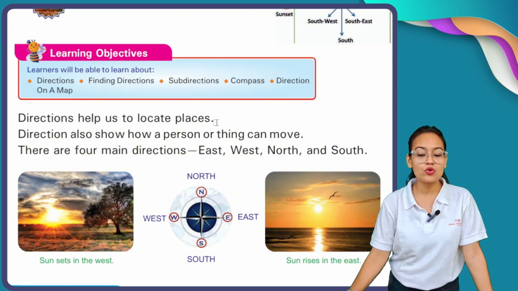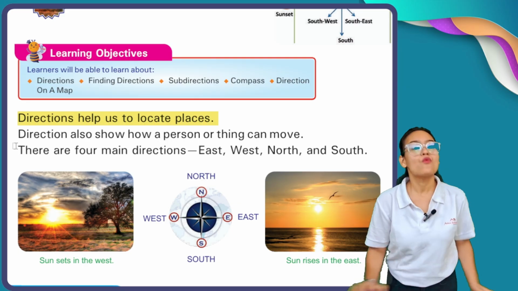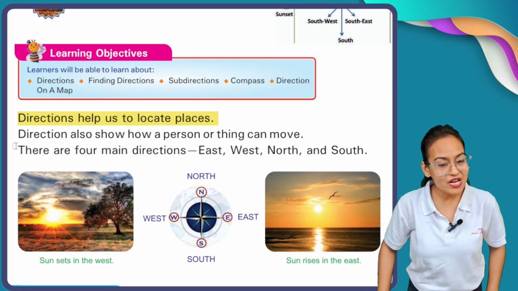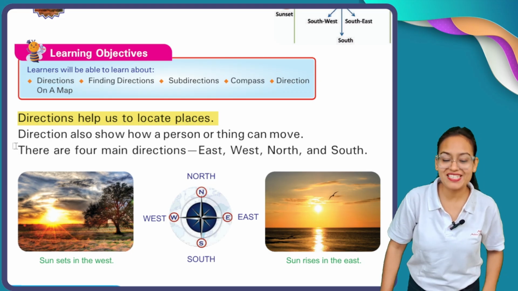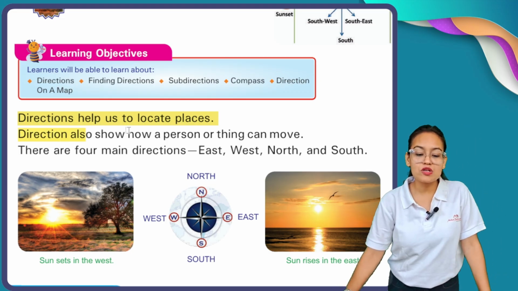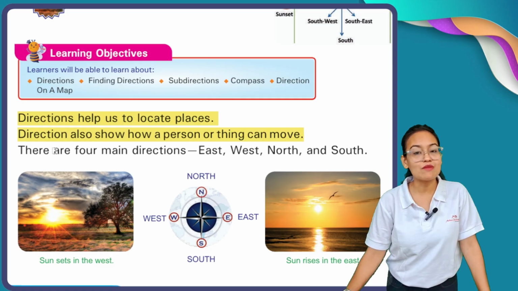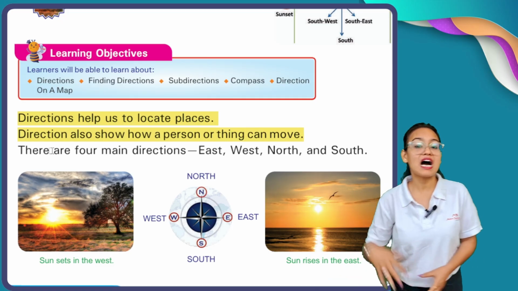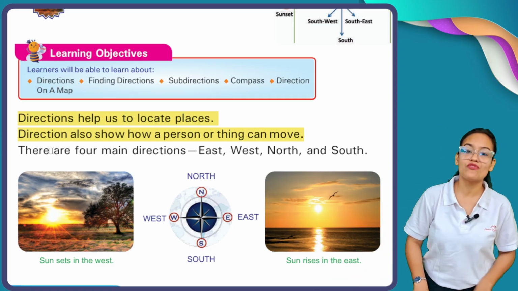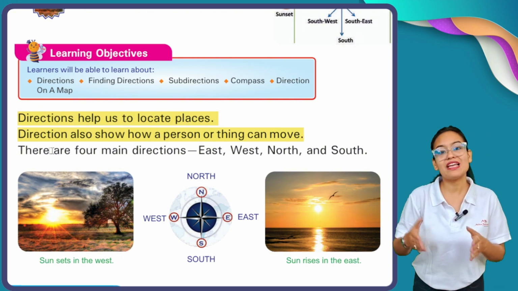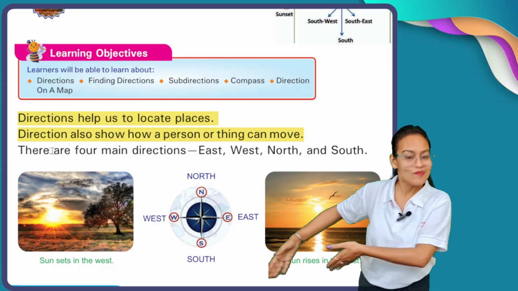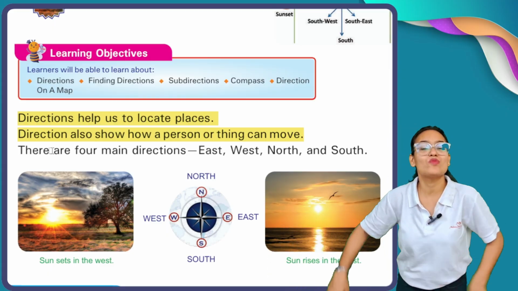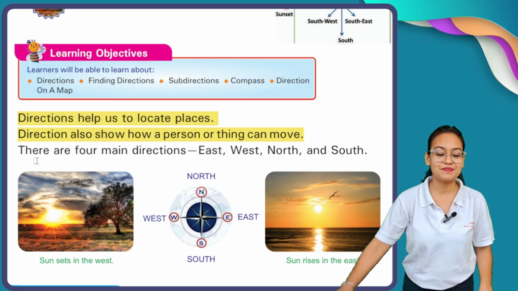Directions help us to locate places. Now, why do we need direction? Because with the help of direction, we can find any place easily. Directions also show how a person or thing is moving. For example, if I am moving this side, it means I am moving in a particular direction. So this movement is measured through direction.